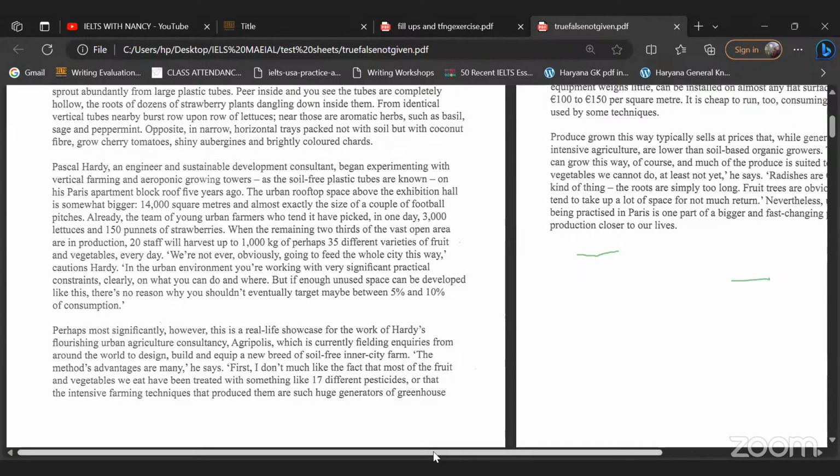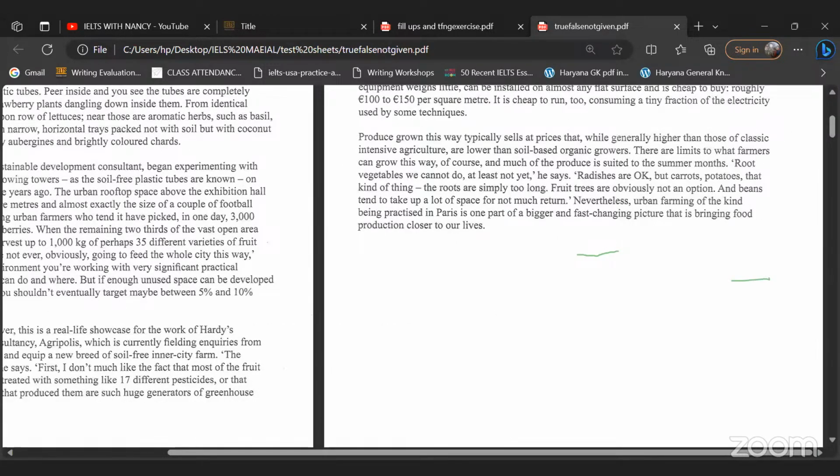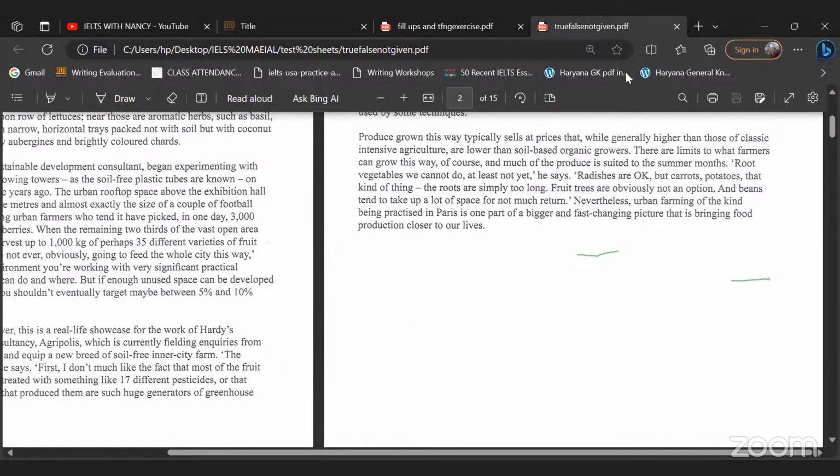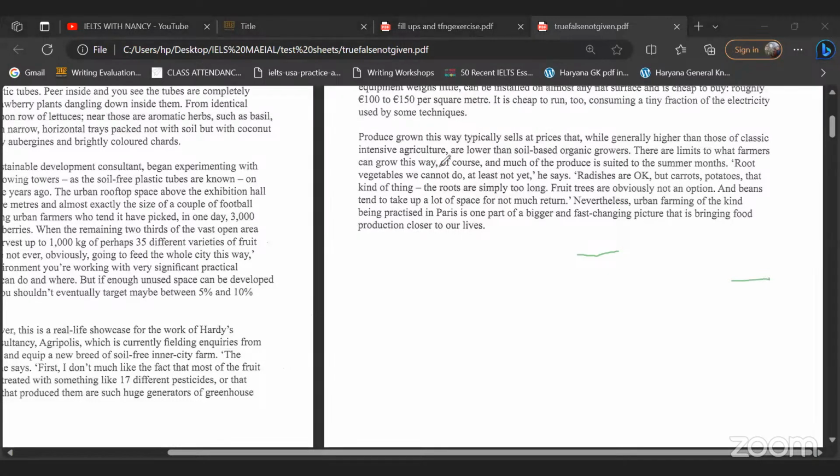So look at fruit and vegetable in the subsequent paragraph. They are talking about fruit, vegetable here. Look at here. Produce grown this way typically sells at prices that, while generally higher than those of classic intensive agriculture, are lower than soil-based organic growers. There are limits to what farmers can grow this way. Of course, much of the produce is suited to the summer months. Root vegetables we cannot do, at least not yet. He says radishes are okay, but carrots, potatoes, and other kinds of things, the roots are simply too long.